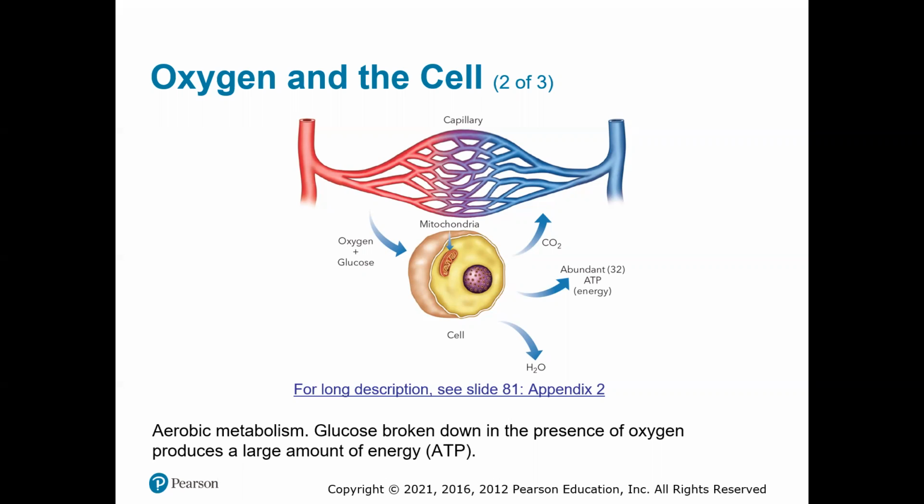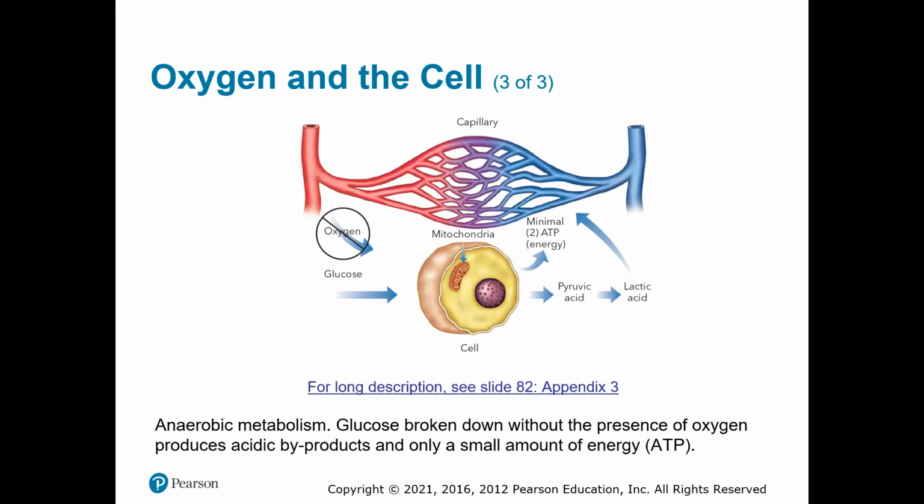If you think about what it will look like if there is no oxygen here to help the glucose. So anaerobic metabolism, glucose broken down without the presence of oxygen. It produces acid byproducts. You can see there that there is no CO2 leaving. You've got oxygen not entering, you don't have any CO2 leaving, so ATP is going to be less. And then you start seeing increases in acid going into the bloodstream.